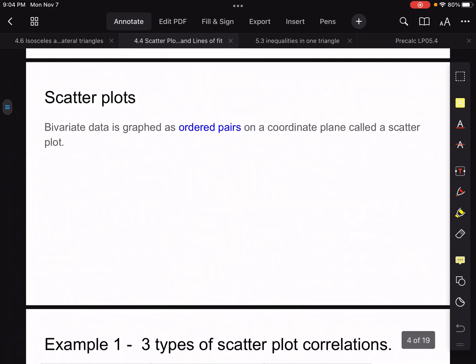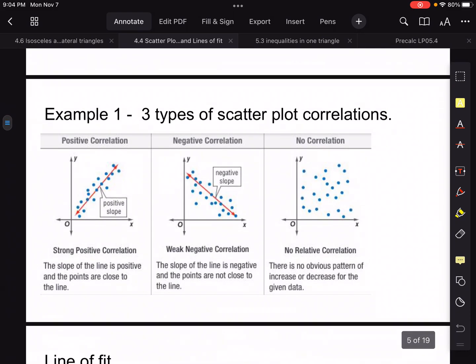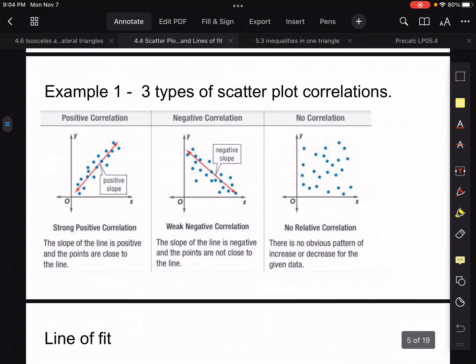So what is a scatter plot? Bivariate data, again, is data that has two things with some relationship, graphed as ordered pairs on a coordinate plane called a scatter plot. All right, so that's what a scatter plot is. It's just all the random data that you get with the relationship between two things. So here's a bunch of examples of them.